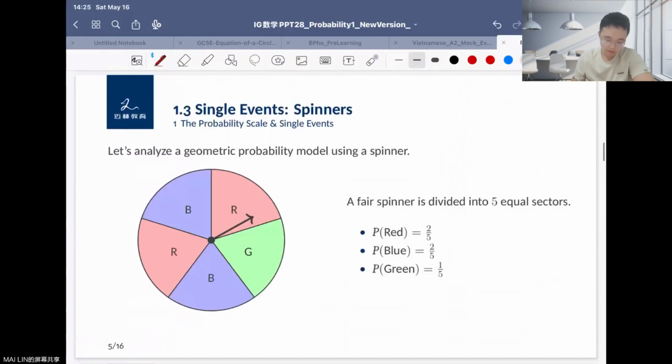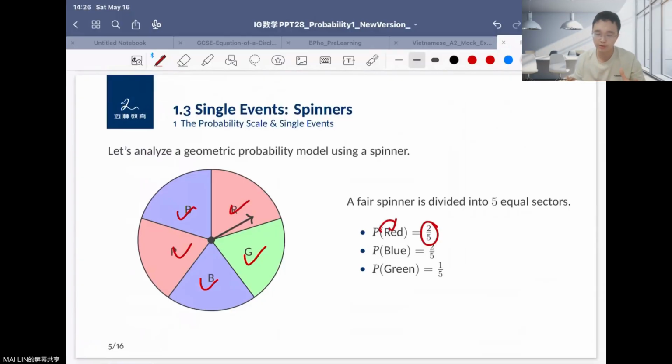We also have a single event when you're using a spinner. Here you can find a spinner. We have 5 areas: 2 regions for red, 2 regions for blue, and 1 region for green. If you spin it, the probability of spinning to red, meaning the number of successful events, is only 2 areas. And the total number of regions for the colors is 5. So the probability is 2 over 5.